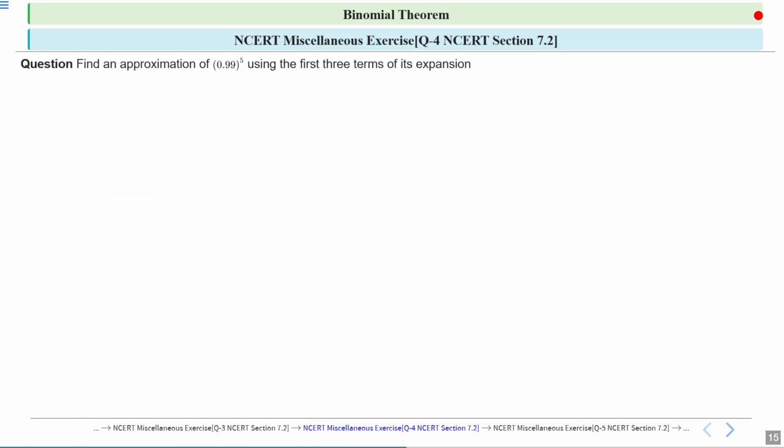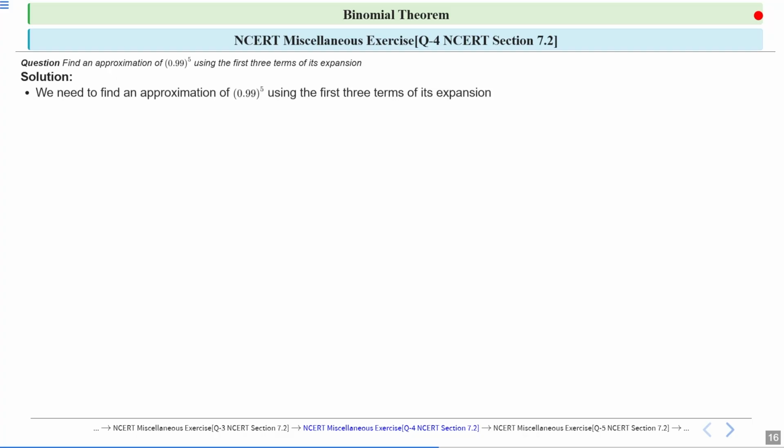Now we will look at question number 4. In this question we have to find an approximation of 0.99^5 using the first 3 terms of its expansion. So our focus will be on finding an approximation for 0.99^5 using the first 3 terms of its expansion.